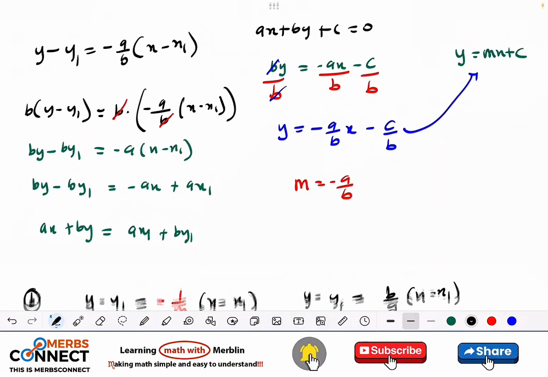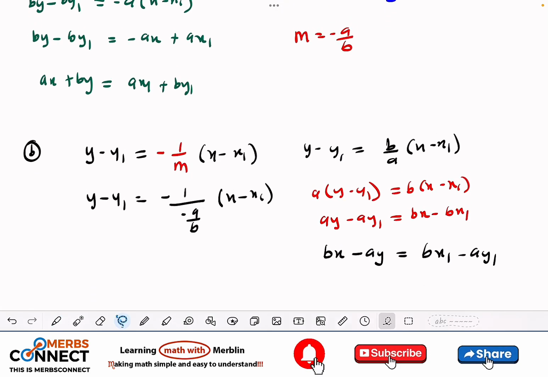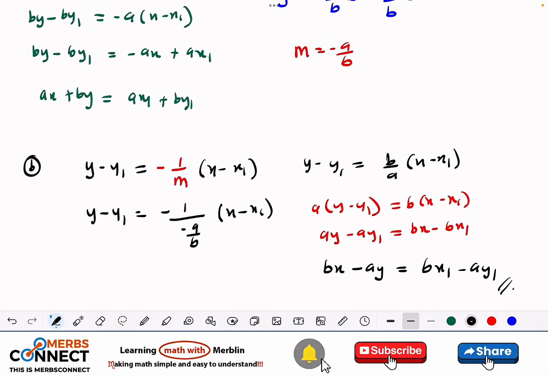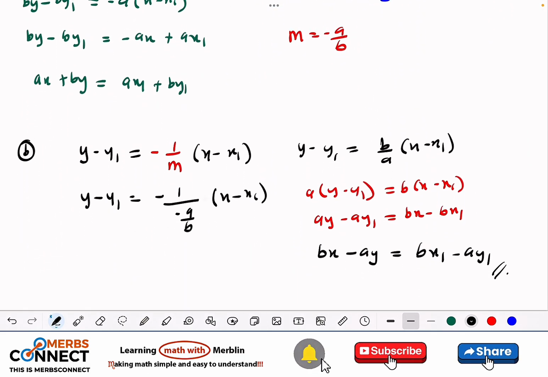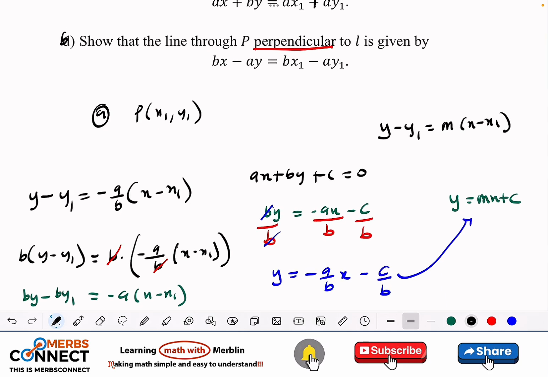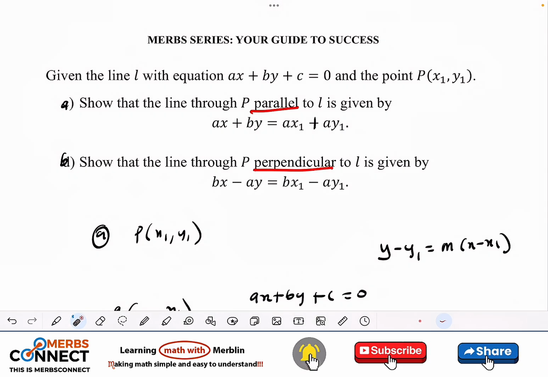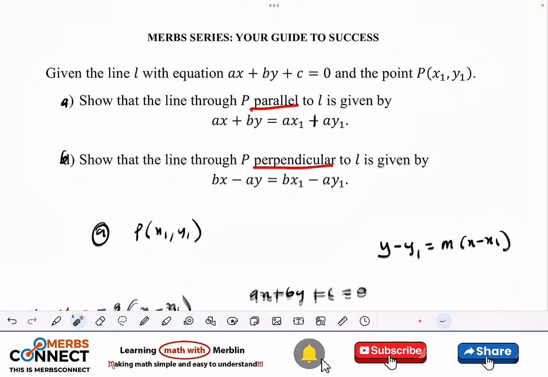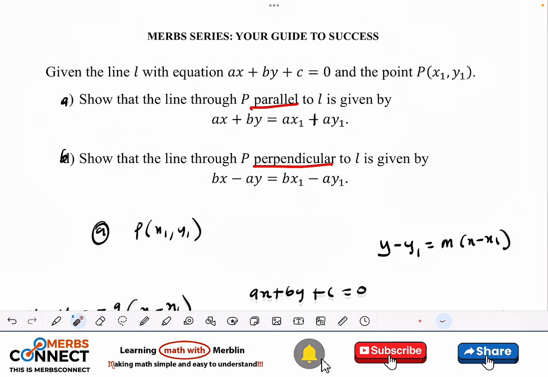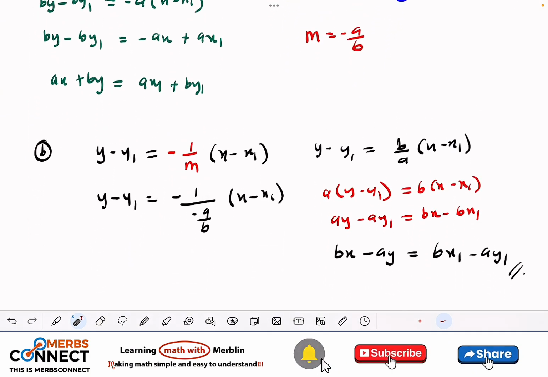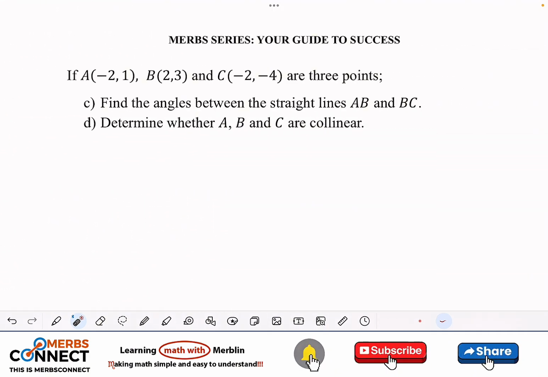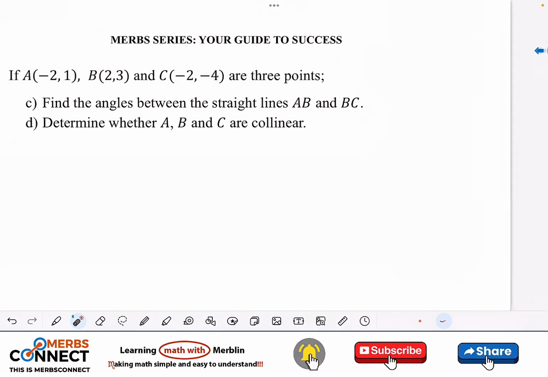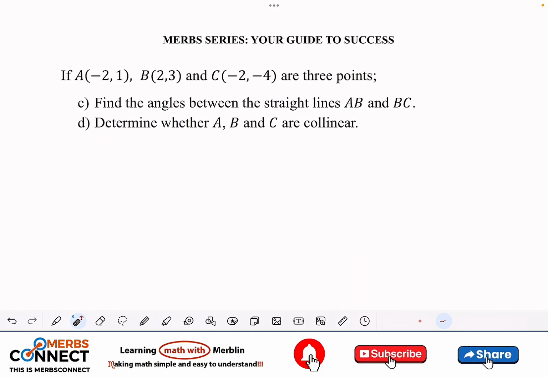Is it the same as what they are looking for? Yes, I think so. So this is what they are looking for at the end of the day. Good. So bx minus ay, then bx1 minus ay1. So that's what they are looking for. So when you know the formulas and you remember the terms that we are using, it's very important. All right, let's look at the last question here, and we will be done for this one.